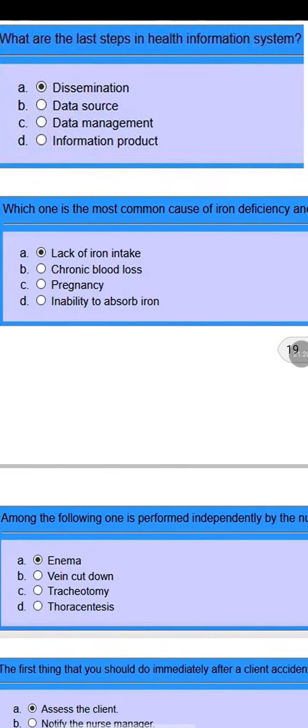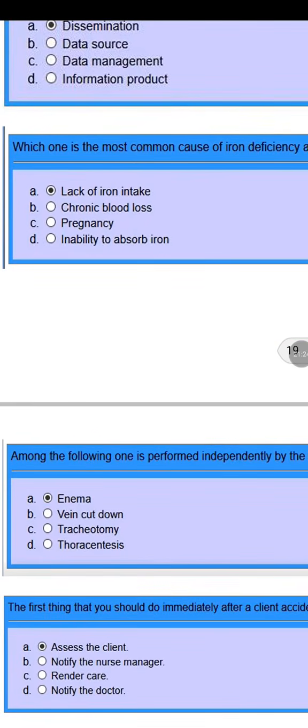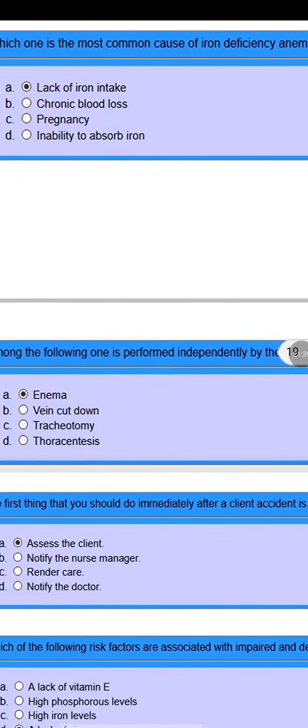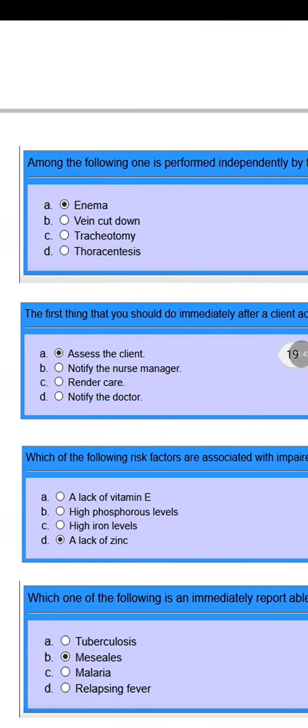Which one is the most common cause of iron deficiency anemia? Lack of iron, chronic blood loss. Iodine deficiency. Among the following, one of the independent nursing actions is malnutrition.